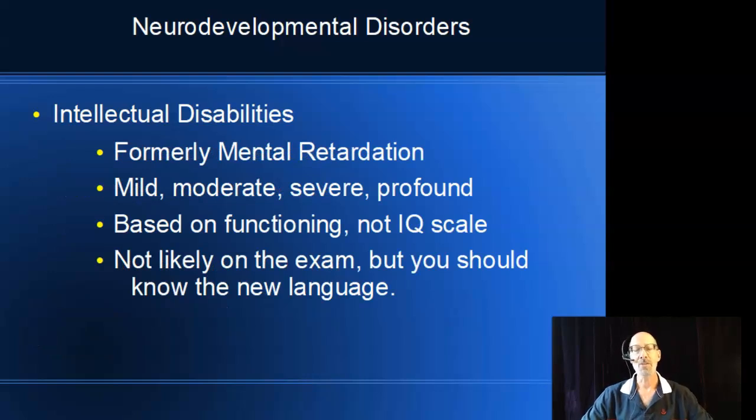Intellectual disabilities, what we used to refer to as mental retardation, specifiers mild, moderate, severe, profound. On the exam, you do need to be familiar with how specifiers work. Again, that's not memorizing them, but do know how they work with the different diagnoses. So with intellectual, you've got mild, moderate, severe, profound. It is now based on functioning, not on just an IQ test. Not likely on the exam, but you should be familiar and know the new language.